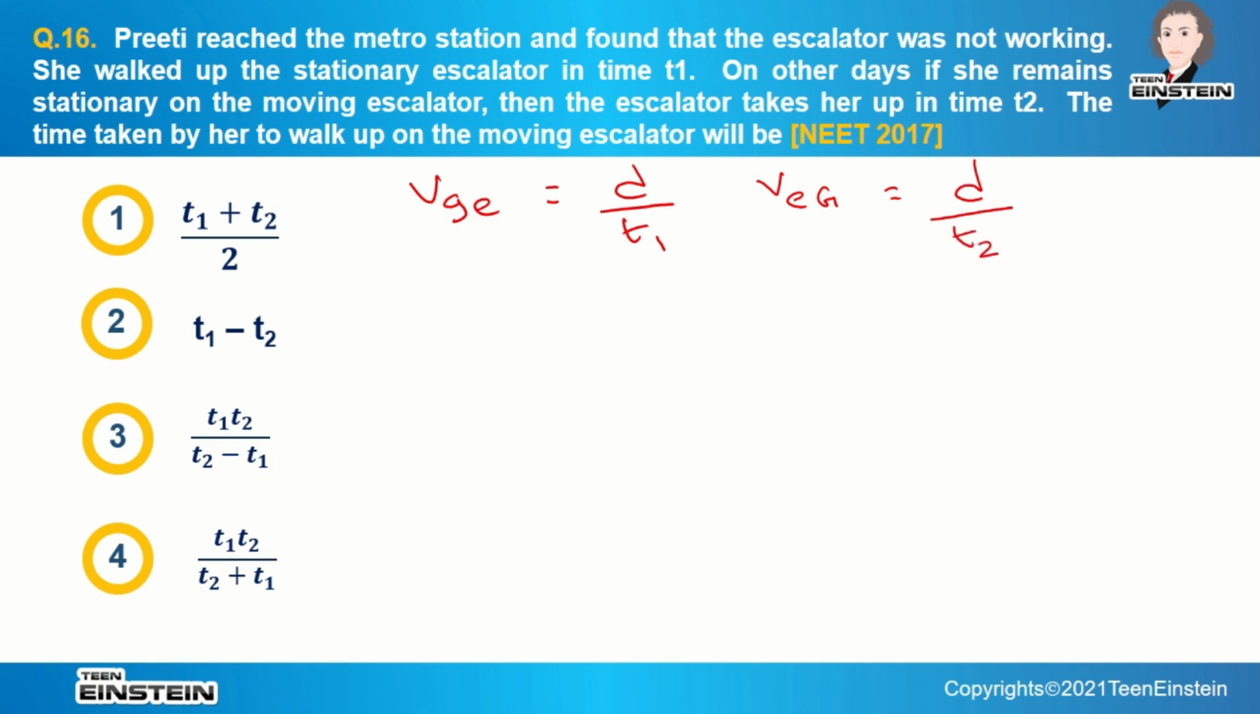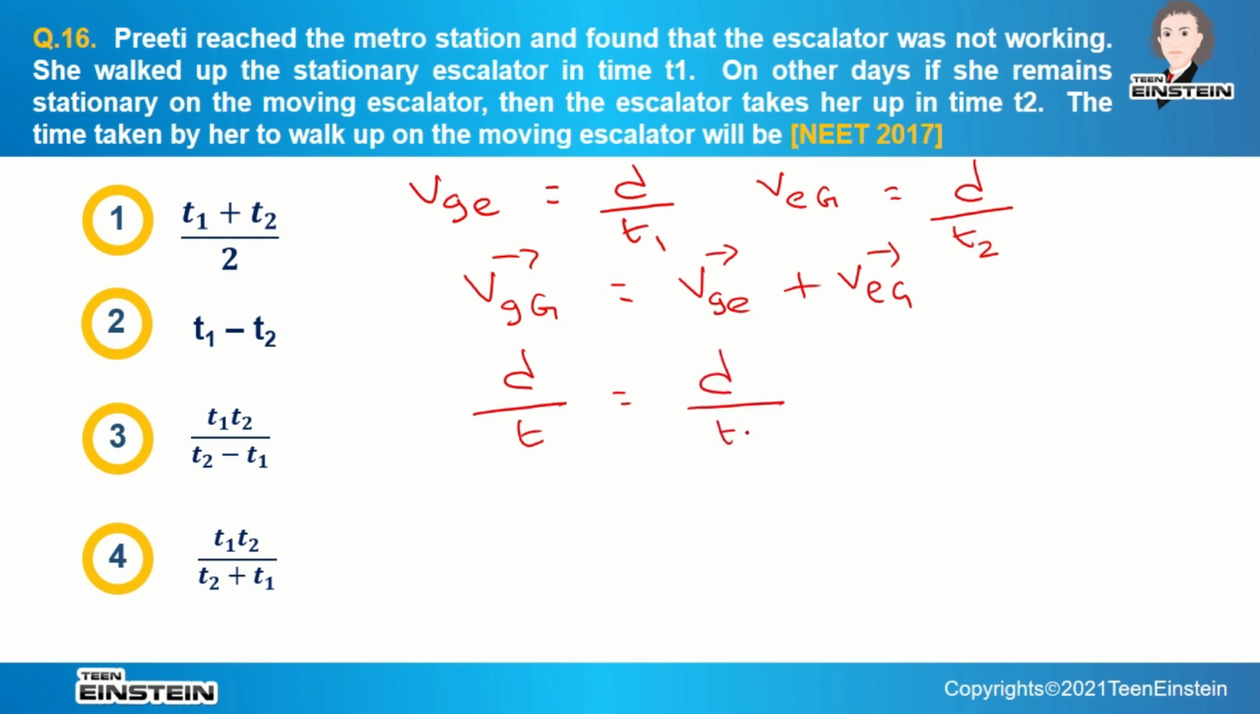Okay, so now we have to find out the velocity of the girl with respect to ground. So VGG is given by the summation of these two, VGE plus VEG. Okay, so here you know VGG is d by t, displacement by time. We have to find out this time only. And this is d by t1 plus t by t2.